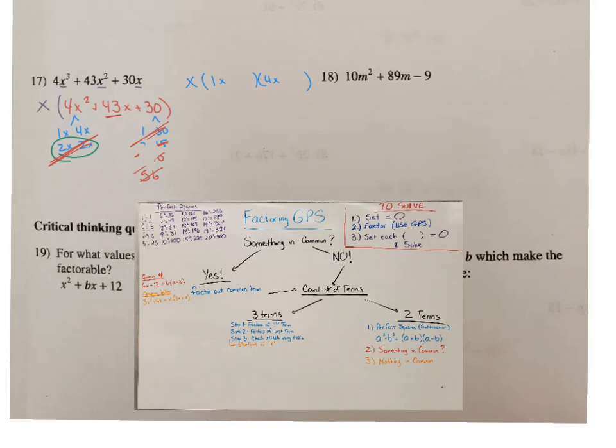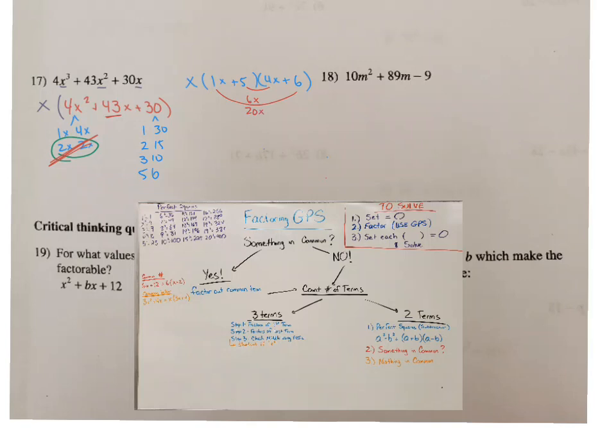So I got to go through all these factors again, because now that I changed the first term, all these options are possibilities again. So I still could have 1 and 30. I still could have 2 and 15. I still could have 3 and 10. I still could have 5 and 6. So I'm going to try 5 and 6 to start. So I do the outside. I get 6x. I do the inside. I get 20x. That is 26x. Not going to work. All right.